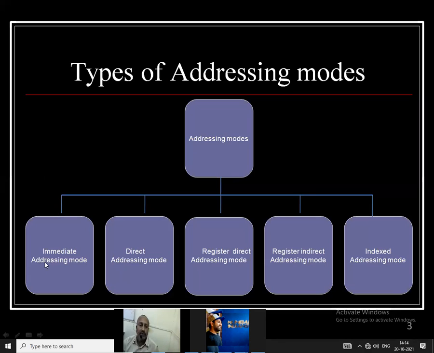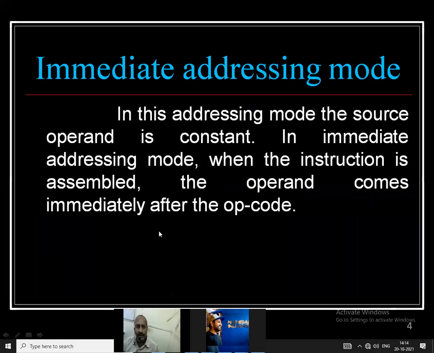So first we will go for the immediate addressing mode. In this addressing mode the source operand is constant. म्हणजे जे #85 is a constant, म्हणजे इंटिजर आकडा कुठला तरी असतो.